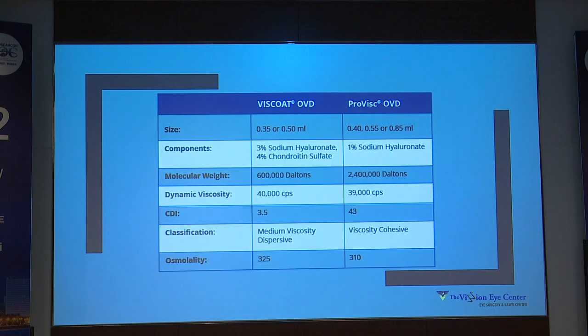This is just to tell you the Viscoat OVD and the ProVisc which are available in the market. You don't have to buy, these names have no meaning to me. What we are trying to tell you is sodium hyaluronate 1% or 3% with 4% chondroitin sulfate. That's the one which gives you really good depth. It doesn't walk out with you if you're doing a rexis.